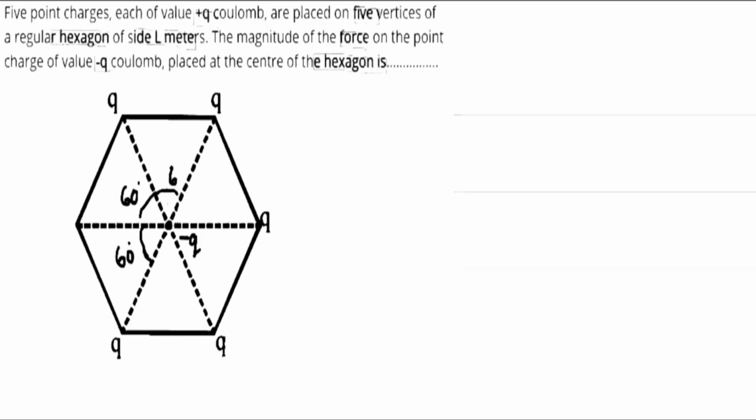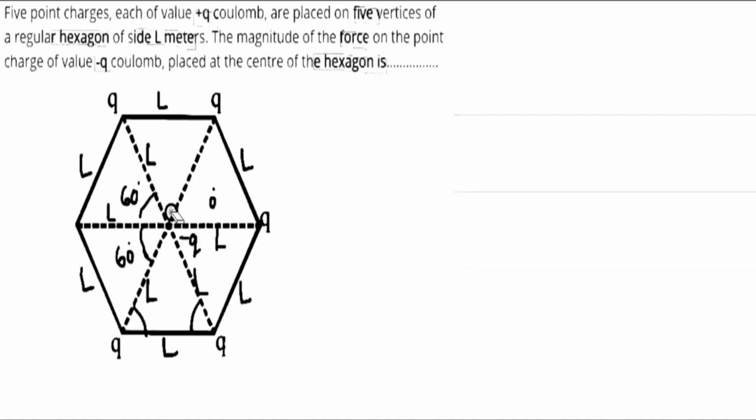As all the angles are 60 degree and the side of the regular hexagon is L, all sides will also be L. And this will be like an equilateral triangle, having all angles 60 degree. That means this side length will also be L, this will be L, this will be L, this will be L, and this will be L.